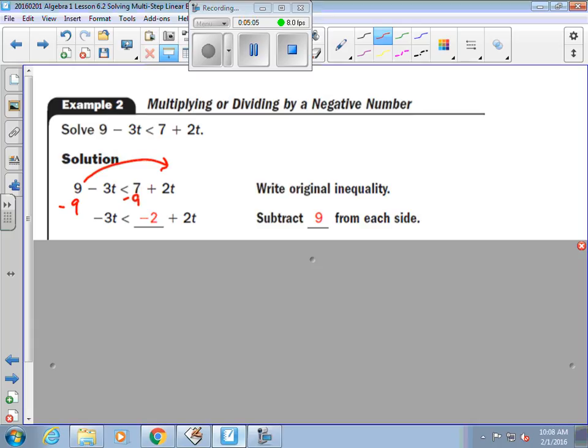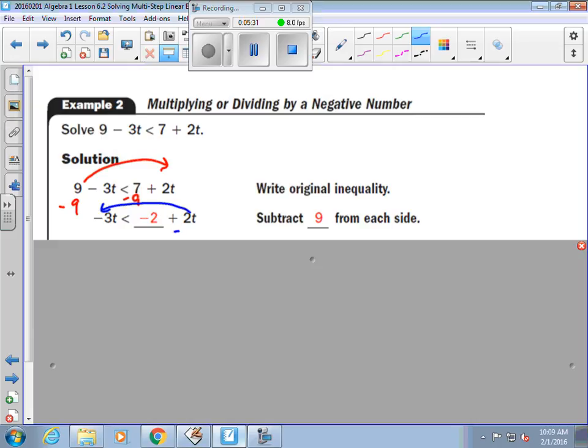With inequalities, this is the reason they didn't bring the smaller negative 3t over. With inequalities, it helps tremendously to have your variable on the left side. It makes graphing the problem so much easier. So since that goes to the right side, you want to bring the positive 2t over to the left side.